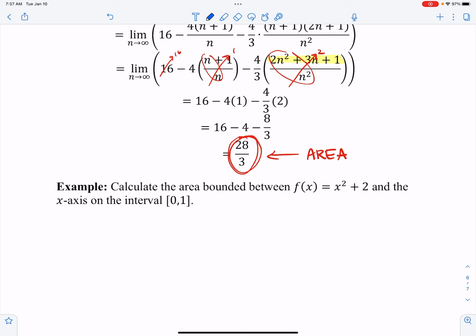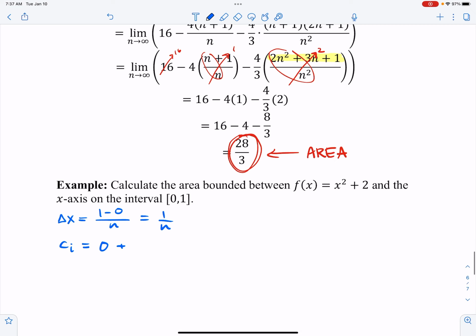Okay, so first we need what delta x would be for this function over this interval. So delta x, the interval is from 0 to 1, so that'll be 1 minus 0 divided by n, or just 1 over n. C sub i would be 0 plus delta x times i, which would be i over n. So C sub i will actually just be i over n.